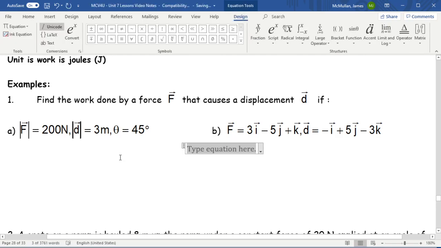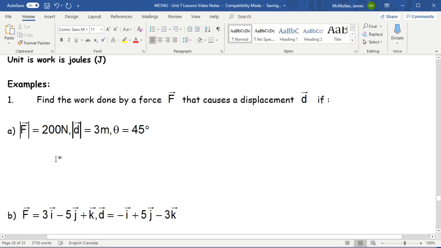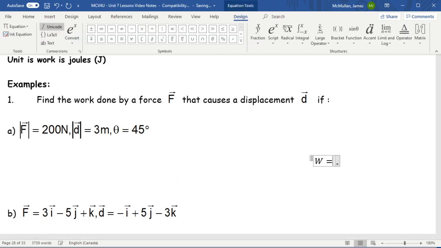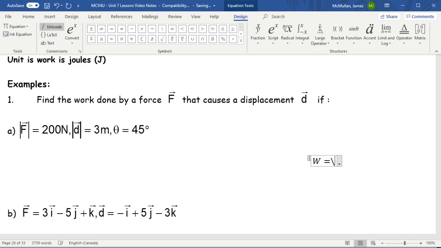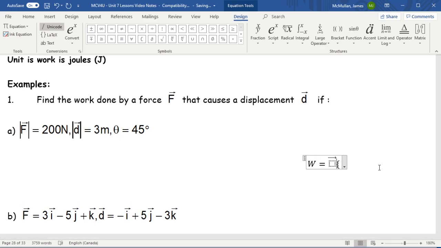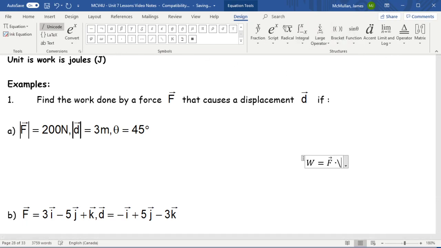It says F is 200, D is 3, theta is 45. So let me just separate this so it's easier to see. So I'm going to say work done, which does not have a vector symbol above it, right? Because work is not a vector, it's a scalar. Okay, is equal to the force vector dotted with the displacement vector. Okay, so that's how you get work done.